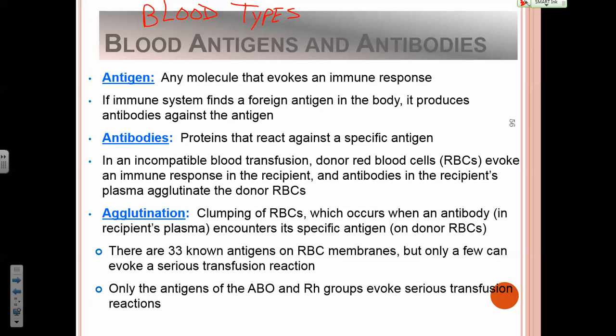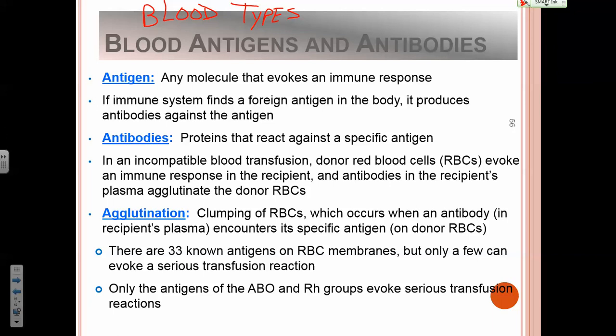But later on, if you get some other chemicals in you, your immune system might recognize them as foreign, and so it starts producing chemicals to fight them. Those chemicals that fight them are called antibodies. So an antigen is any chemical that triggers antibody production by the immune system. Okay?